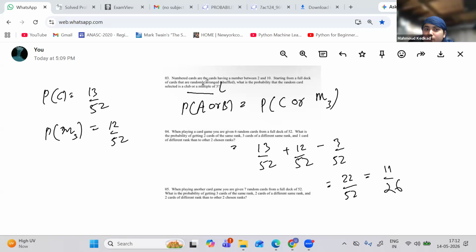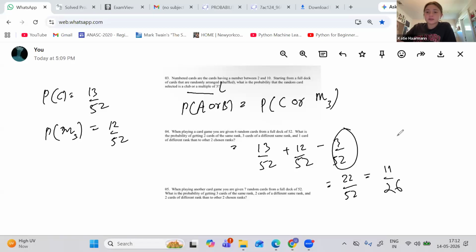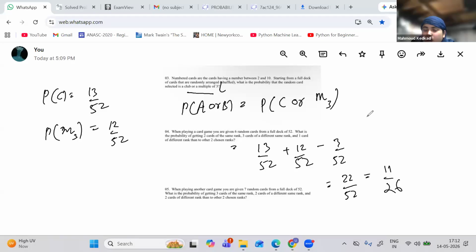If the question was to find the probability of selecting a club and a multiple of three, it would just be 3 over 52. Oh, okay. It could mean two different things. If they're independent, you multiply. But if it's common to both, it would just be the intersection part, which is 3 over 52.